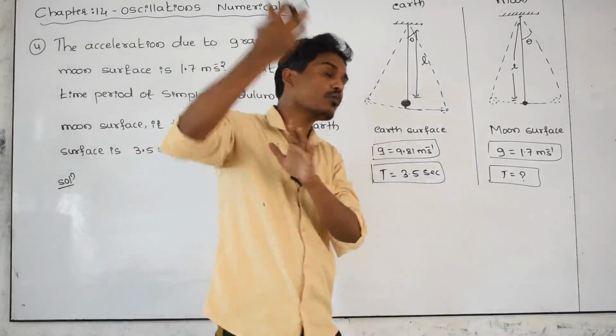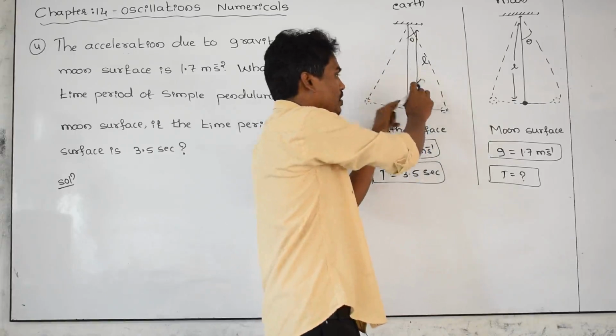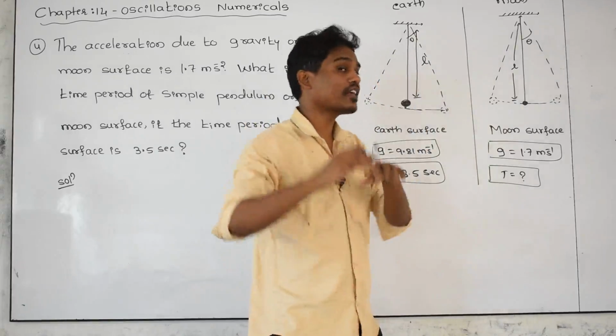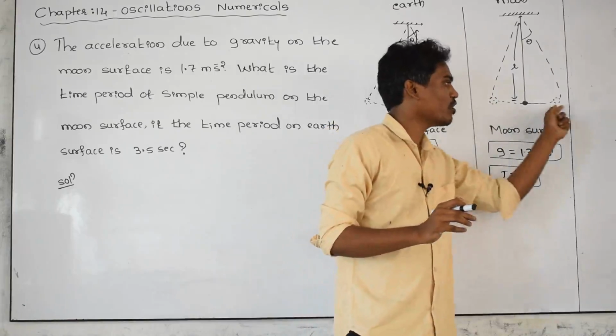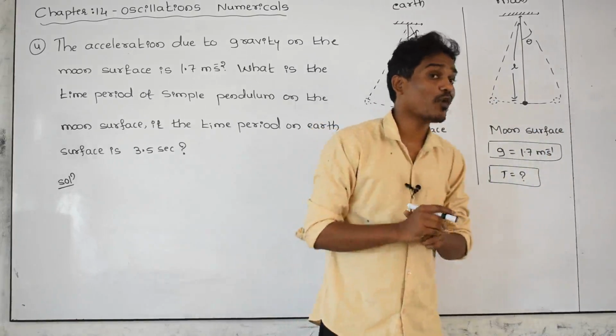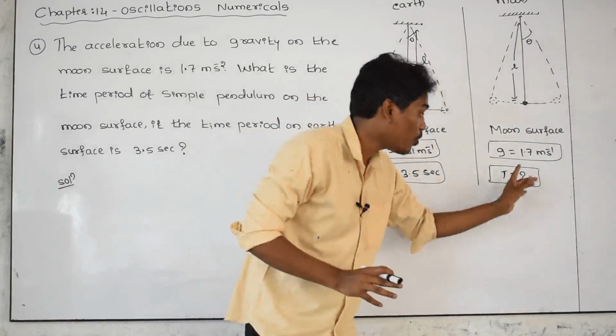But if you take the same pendulum to the moon surface and do the experiment there, then if you pull the body and release it, it is doing one oscillation. To complete one cycle on the moon surface, how much time it is taking, that is what you need to find out.